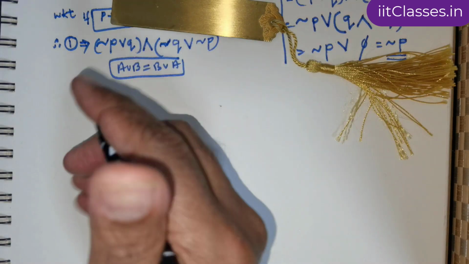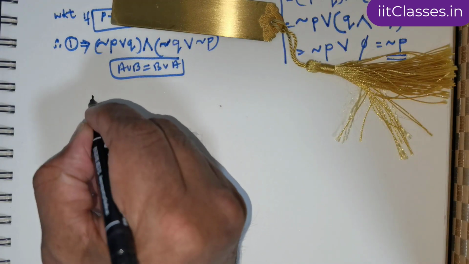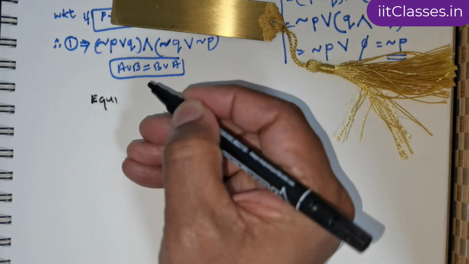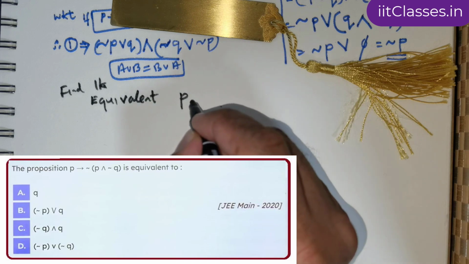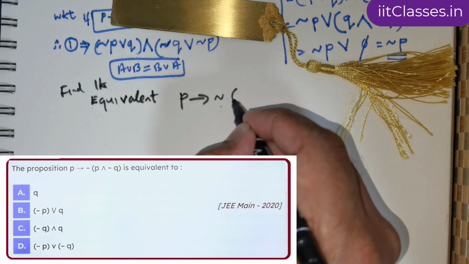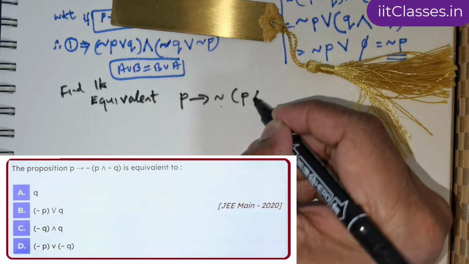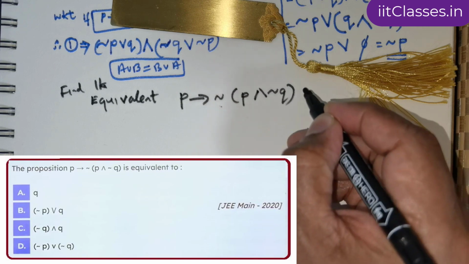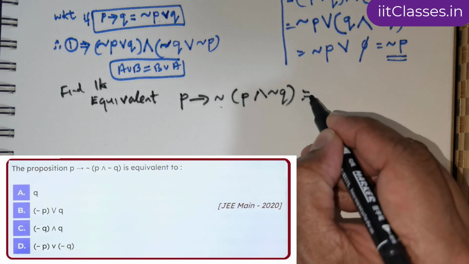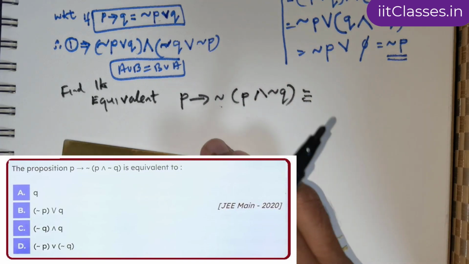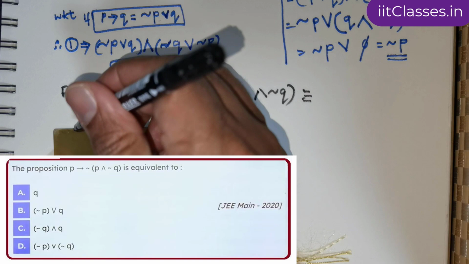Let's do this question, students. We've been asked to find the equivalent to the given expression to the following proposition. We've been given P conditional negation of P conjunction negation of Q. So what I'm going to do, I would be utilizing the truth table to obtain the solution.